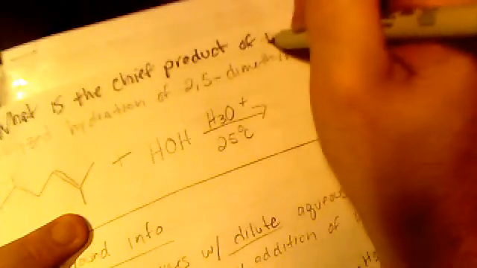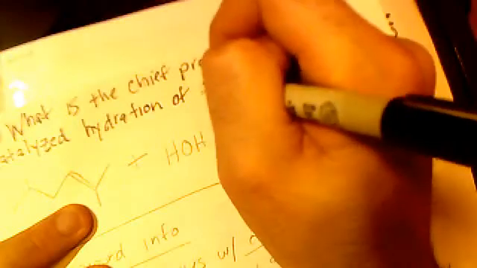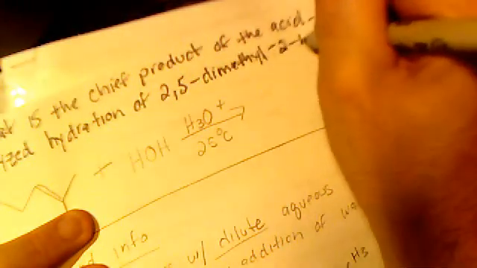Question 4, we have: what is the chief product of the acid catalyzed hydration of 2,5-dimethyl-2-hexene.